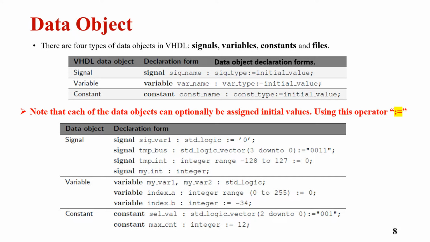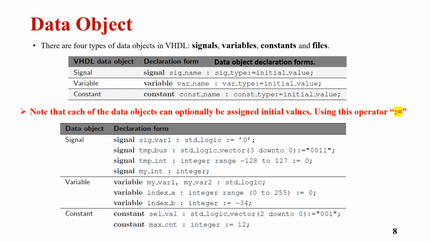For example, in the variable category, write variable, then write the name of a variable. The names of the variables in this example are my var1 and my var2. You can declare both variables separately or together. The type of these variables is STD logic or bit.